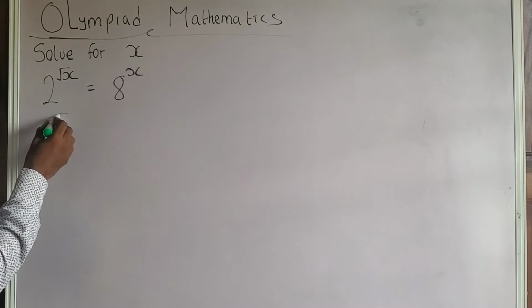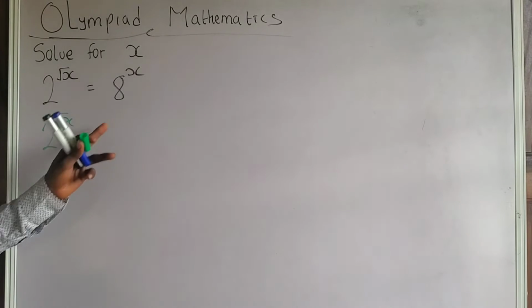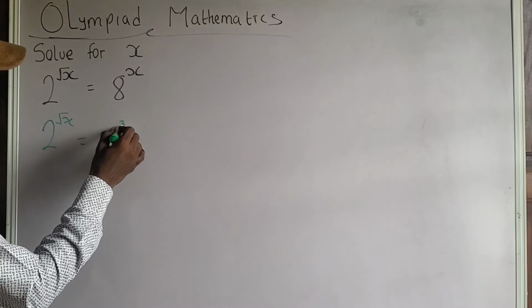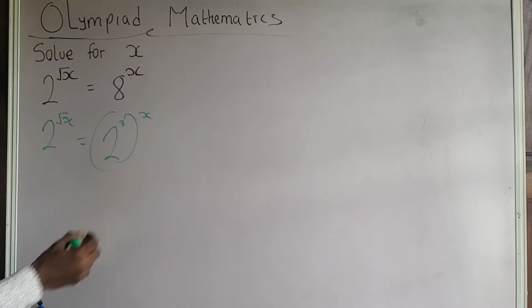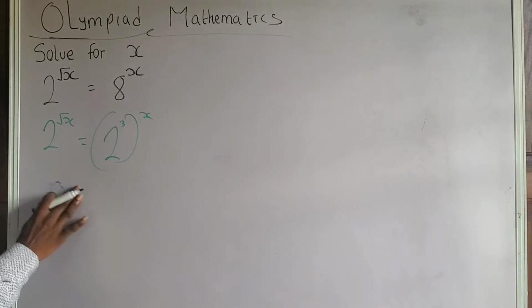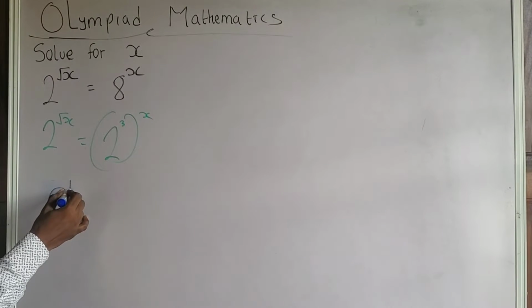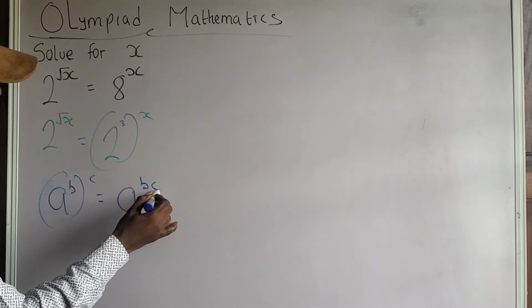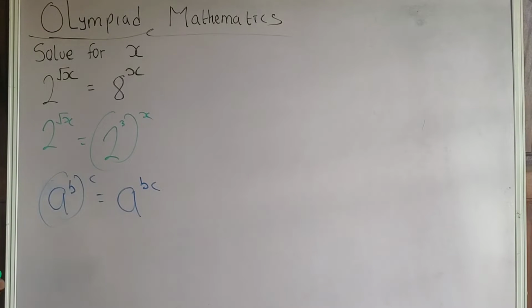2 raised to the power of root x equals, now 8 can be written as 2 raised to the power of 3. Do you know? So I'm going to have 2 raised to the power of 3 raised to the power of x. Do you understand? 2 raised to the power of 3 is 2 times 2 times 2. That is 8. So there is another law of indices that says a raised to the power of b raised to the power of c can be written as a raised to the power of bc.